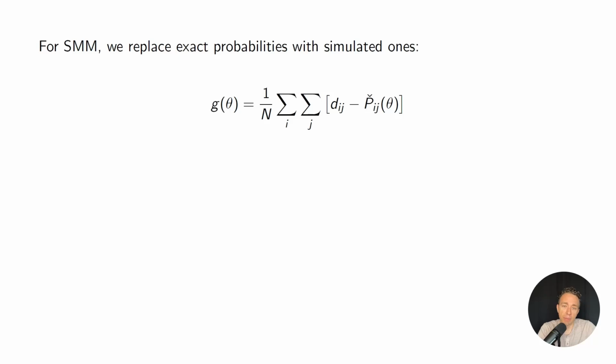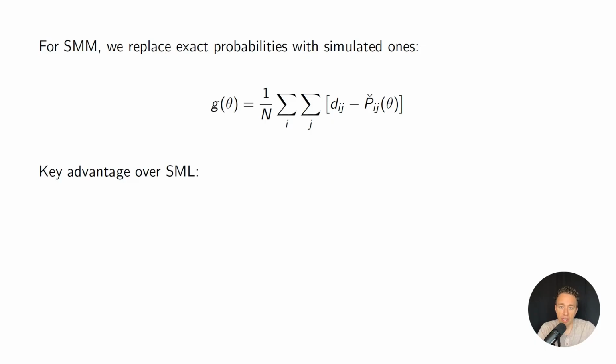So now let's think about how to do this for simulated method of moments. We're going to want to compare d_ij with p-check_ij of theta. And then we're going to have this same N times J number of moment conditions, where this p-check_ij is some kind of average over all the possible values that p_ij could take on, given what we are trying to integrate over with regards to the latent variable's distribution.